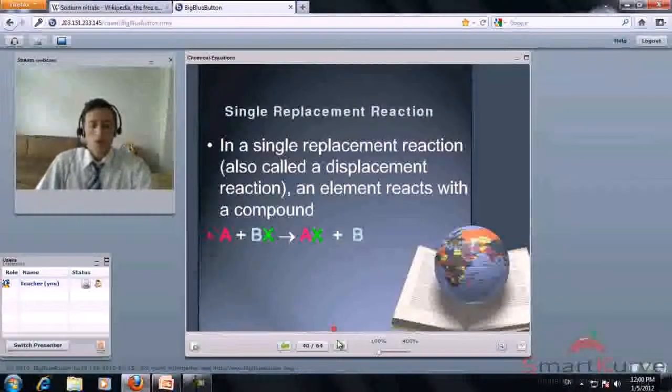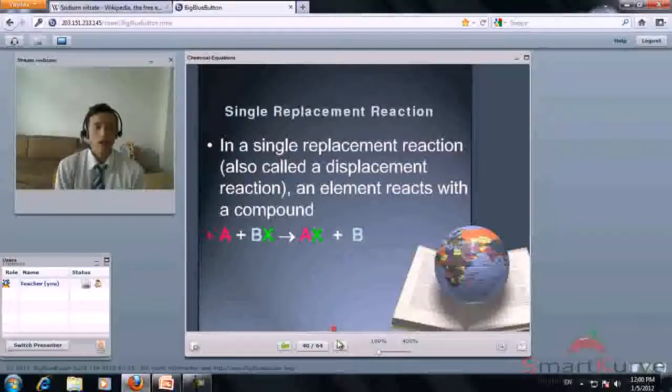Okay, let's move on. The next type of reaction we see on slide 40, that's a single replacement. In a single replacement reaction, an element reacts with a compound. Now this is like, so A plus BX yields AX plus B.